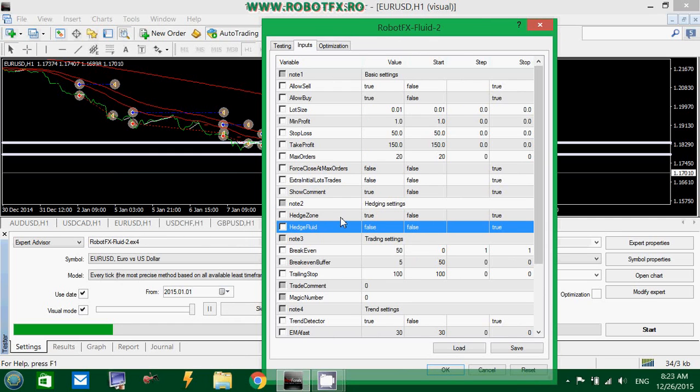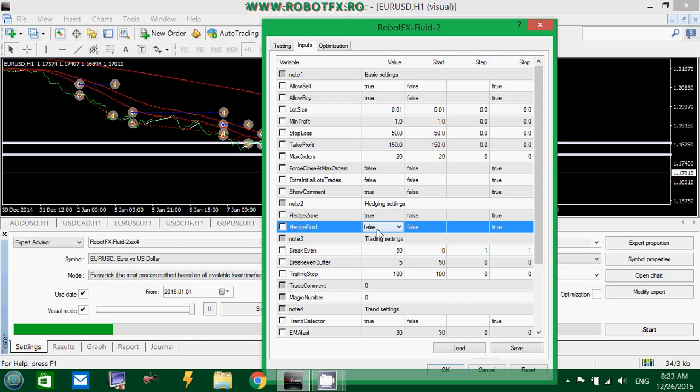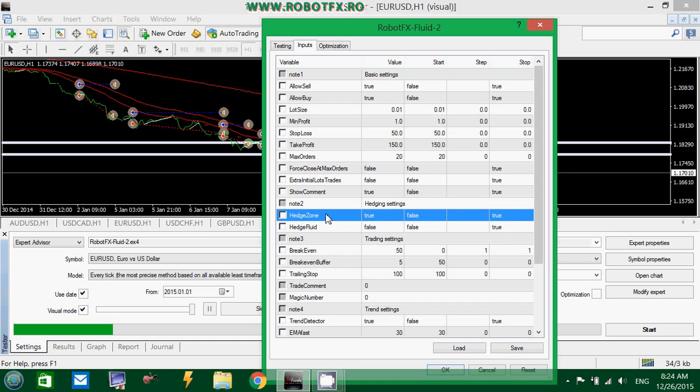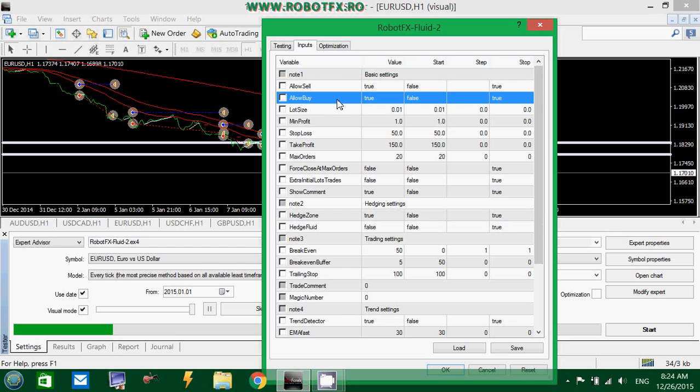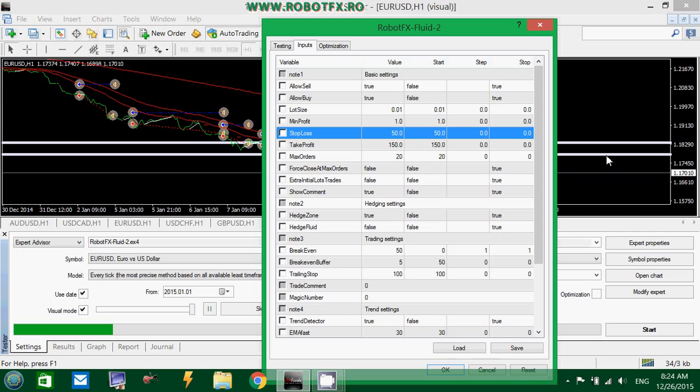In this case we chose the hedge zone, which is hedge the recovery zone, and set the hedge fluid to fast. Otherwise the expert advisor may open too many trades when your equity is able to open. All the other settings are the default settings. Allow buy, allow sell set to true. Start with the first lot size 0.01, which is 1 cent per lot. Minimum profit $1. Stop loss, the width of the recovery zone 50 pips, take profit 150, and so on.